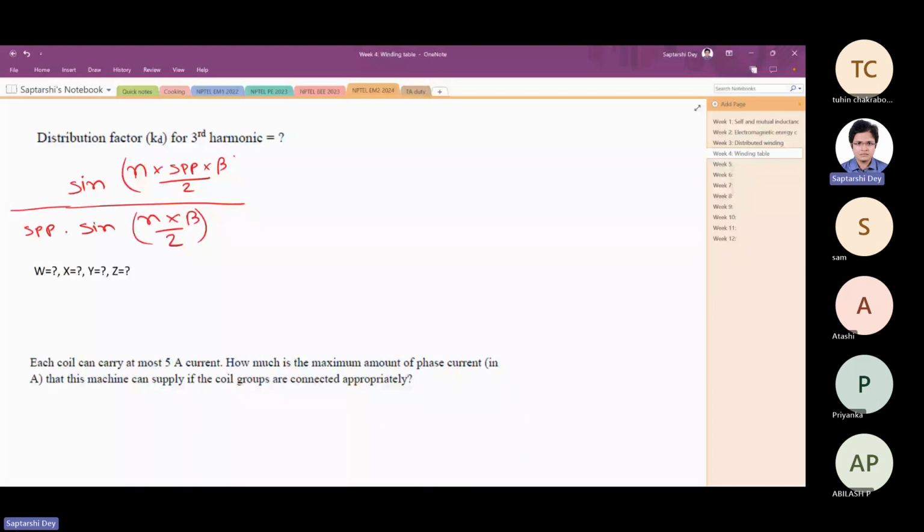So what do we have? Sine beta is unknown to us. N is 3 because third harmonic. Slot per pole per phase we saw 2. Beta I am writing, again, beta we have to write in electrical. SPP 2, sine 3 into this by 2.